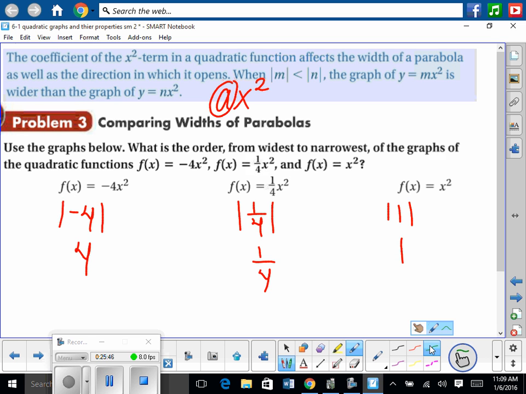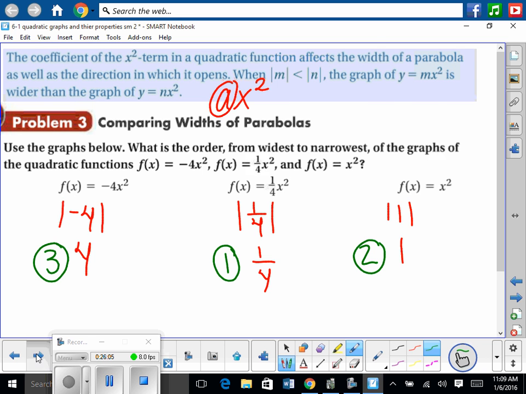So in this, which of these is the smallest? 1/4. So this one's going to be the widest. This is the first widest. Which one's the next smallest? So this is our second widest parabola, and then this is the largest, right? So this is our third widest.